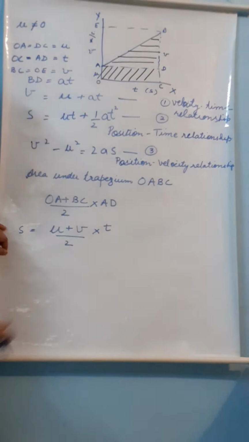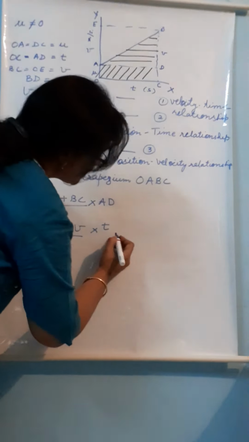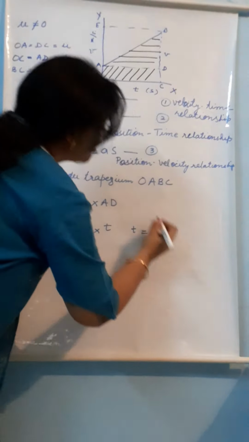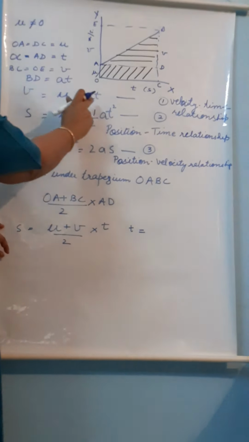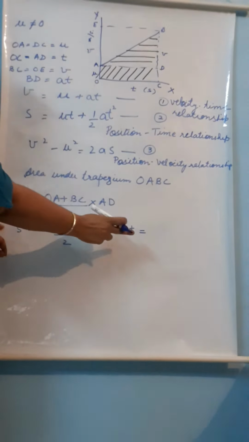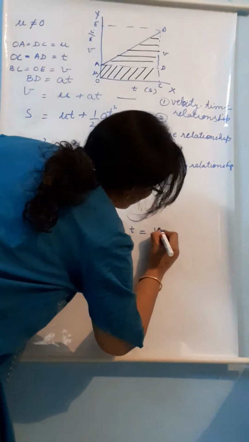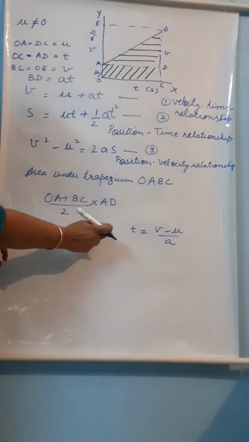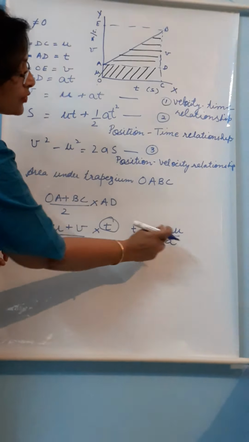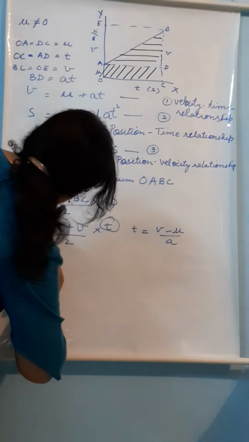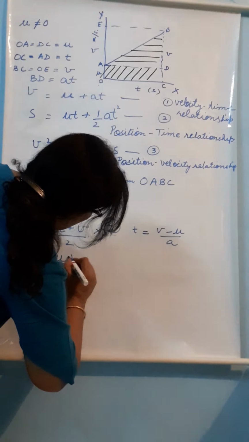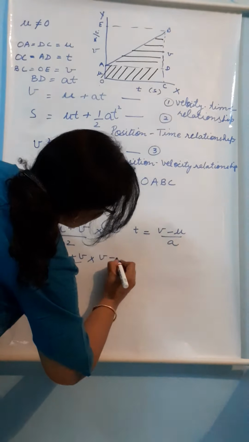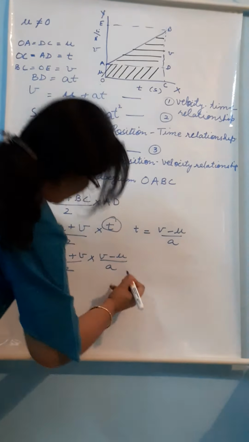Now again we get a twist here. What we are going to do is we'll replace this value of T by the first equation, where we get T is equal to V minus U upon A. So this T we will replace by this value, V minus U upon A. So we get U plus V upon 2 into V minus U upon A.